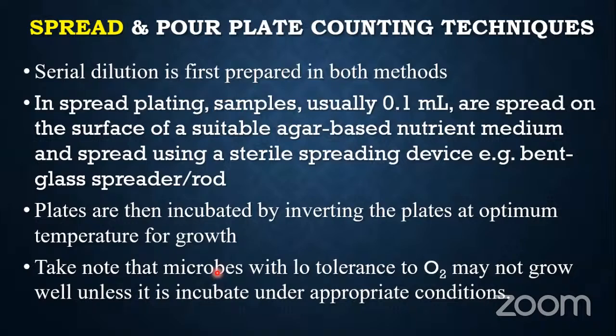It is usually incubated by inverting the plate, that is, turning the plate upside down, and allowing it to grow at the optimum temperature for the target microbial cell. With fungi, temperature has to be lowered to around 25 degrees. With bacterial cells, it has to be higher.